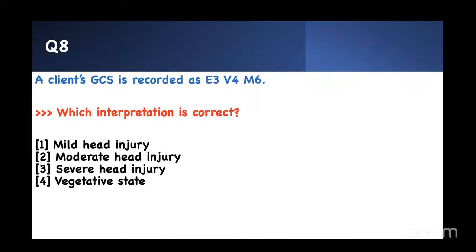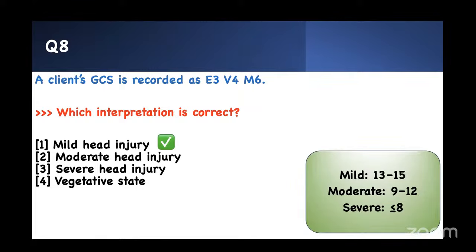Pause the video, like I'm pausing it for 10 seconds, and then put down your answer. Think about it. You have to know the difference between a mild, moderate, and severe injury. We don't use vegetative state to calculate GCS. You probably use a GCS of 3, but we consider everything less than 8 a severe head injury. This patient has a mild head injury. This is the normal, so you can take a picture of it or write it down. Mild head injury is 13 to 15 and moderate is 9 to 12. Anything 8 or below is a severe head injury.